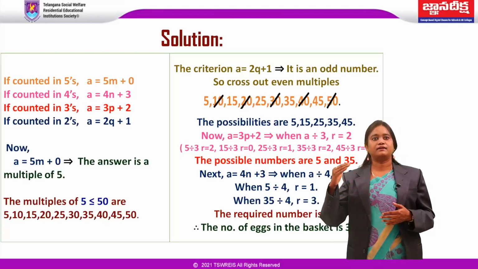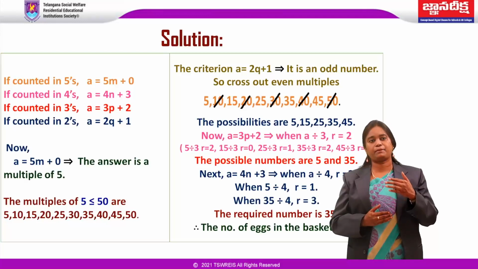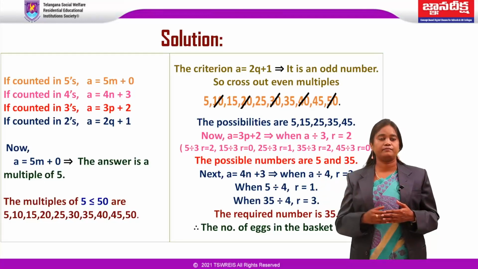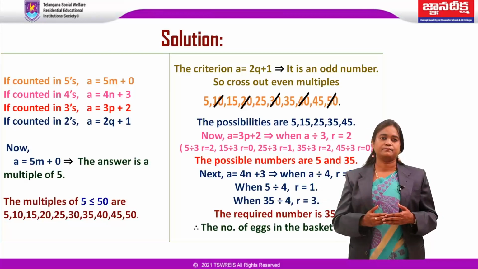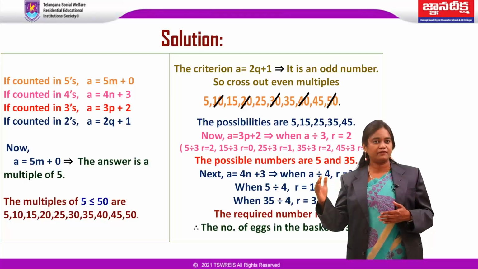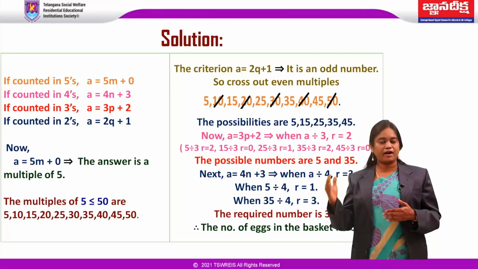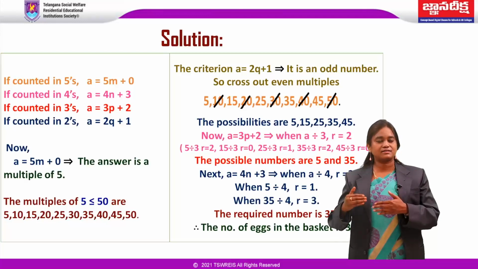Let's check the other condition. A is equal to 3p plus 2 means the number leaves remainder 2 when it is divided by 3. What are such numbers out of 5, 15, 25, 35 and 45? Let's divide each of the numbers by 3 and check. They are 5 and 35. So, the possibilities are either 5 or 35. Now, let's check the last condition.